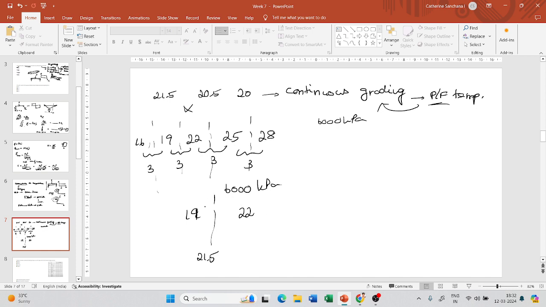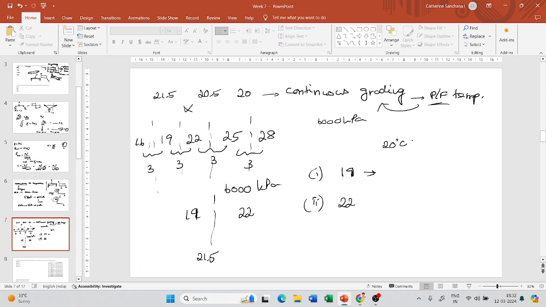So let us take two cases. In the first case, I'm going to say that my PG grade is 19, and in the second case, I'm going to say that my PG grade is 27. Let us analyze each of these situations. So if I say that my PG grade of the binder is 19, I'm giving this binder to a contractor, and let us say he's not going to verify it, he's simply going to believe me, and he's going to use this at a place where the temperature is, say, 20 degrees Celsius.